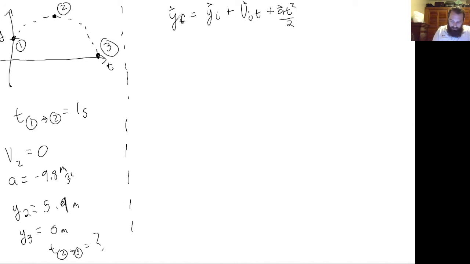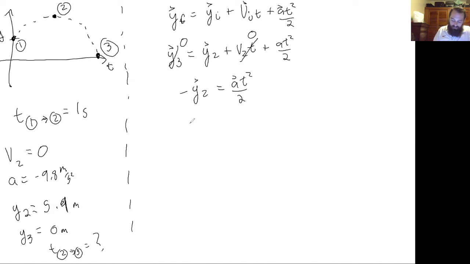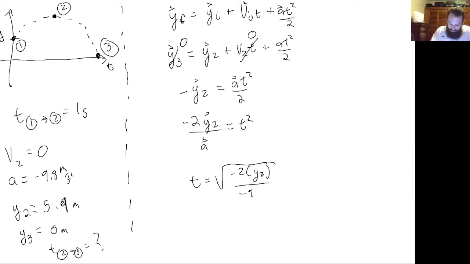So let's rewrite this with our threes and twos. y3 equals y2 plus v2 t plus a t squared over 2. This term just goes to 0 because our velocity at point 2 was 0. Our y3 is 0. And so we get negative y2 equals a t squared over 2. So solve for t, you would get minus 2 y2 over a equals t squared. Take the square root, and then plug in your values.